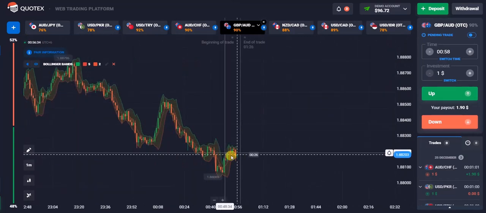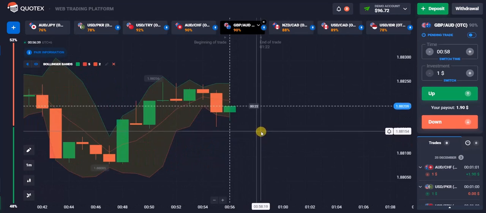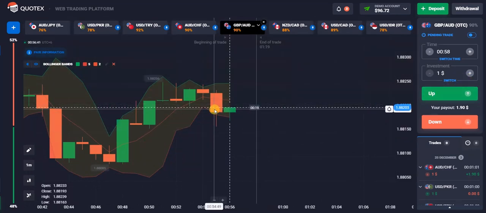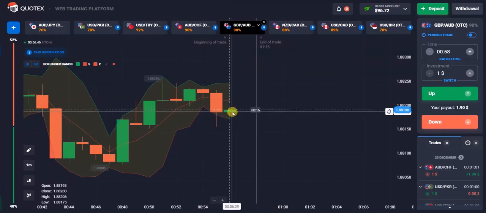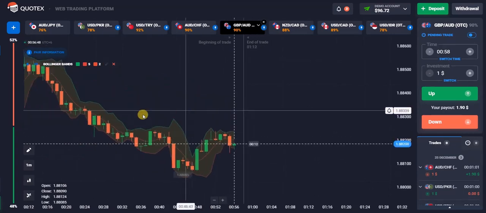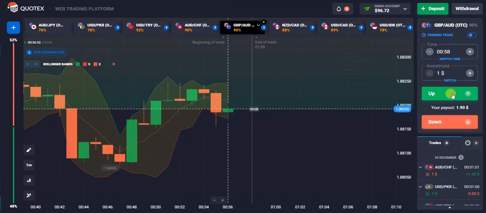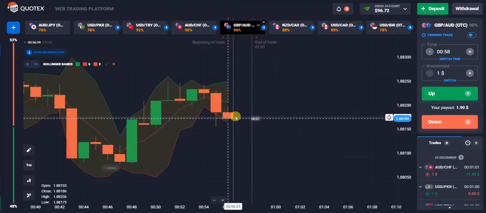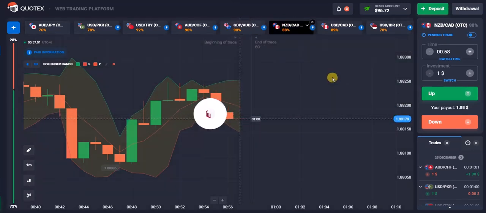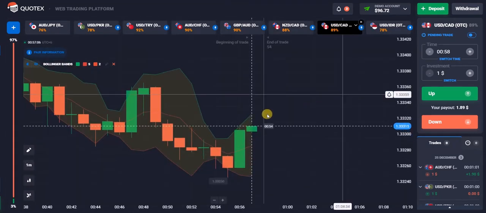The major trend is a downtrend. So this red candle touched the bottom line, and then this green candle was created, and it's a downtrend. If it is a healthy green candle, we're going to take an up call. But if it's a doji or a hammer, we're going to leave it. Or if it is a red candle, as you can see, it ended up as a red candle, so we are not going to take this trade right here. So we don't have any trade here.